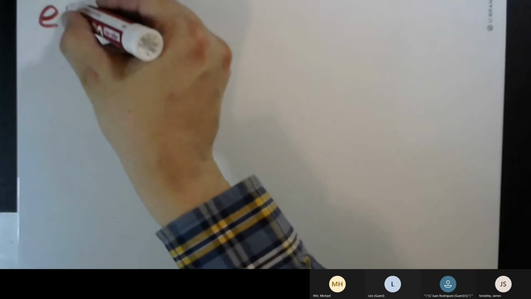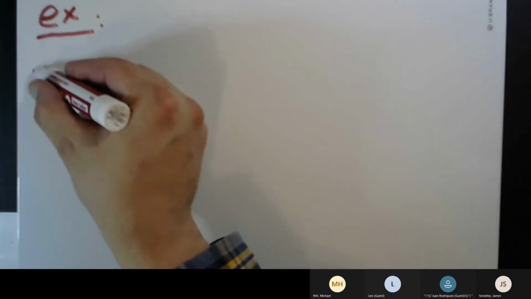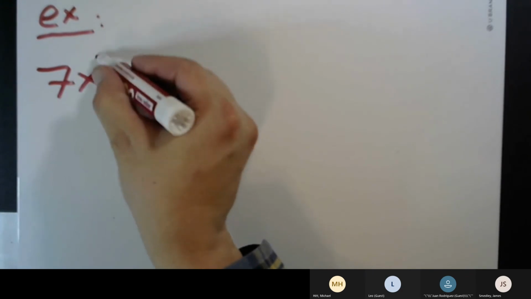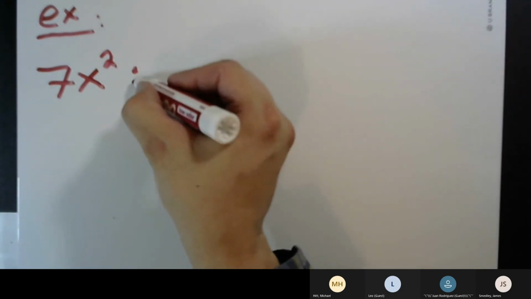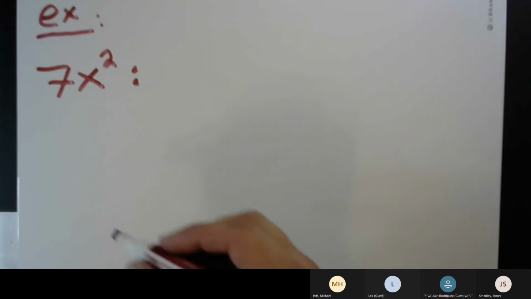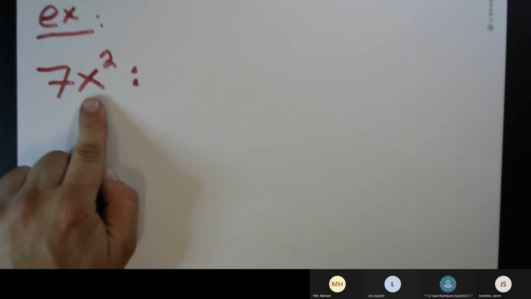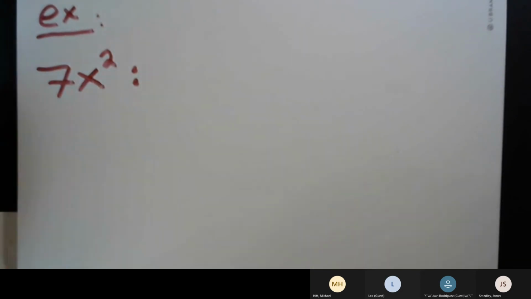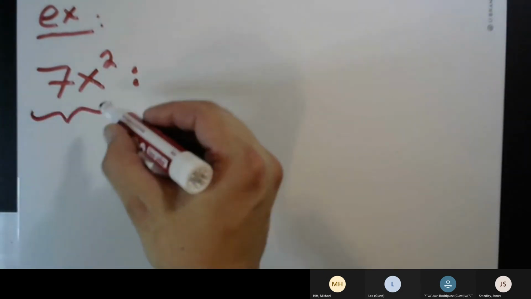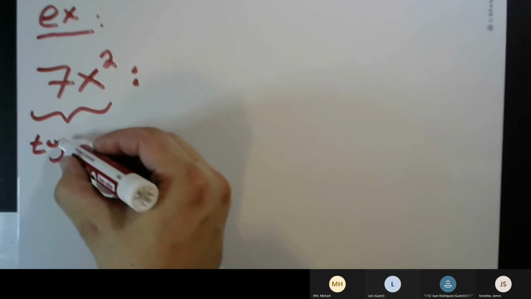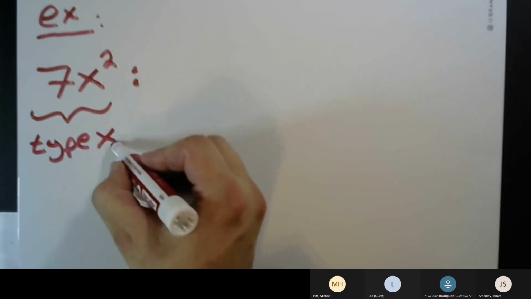So let's take a look at this. 7x squared. And there's something I'm kind of leaving out here. I'll explain it now. The number in front, we call this a coefficient. But this number in front, we can ignore that. It's only the variable and the exponents that matter. So this is a type x squared.